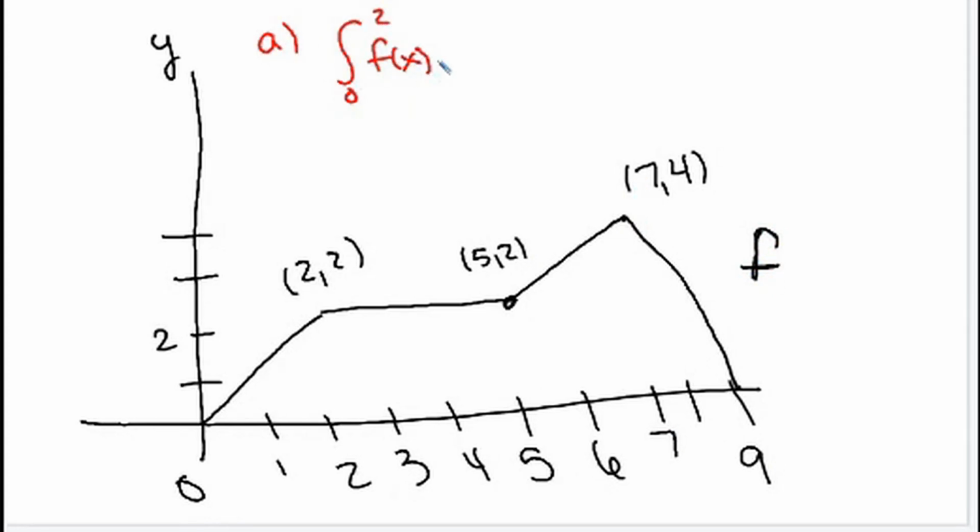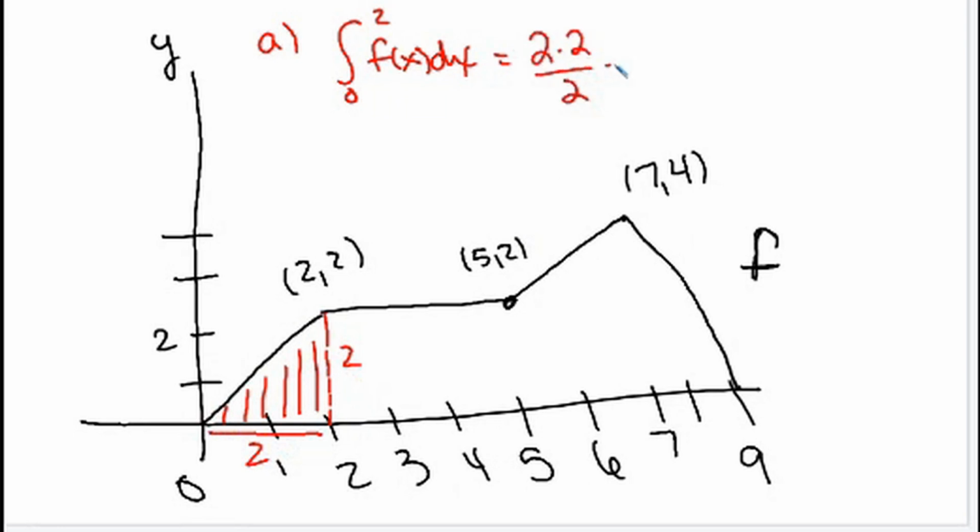Integration is just area. So if I'm asked to find the integral from 0 to 2 on my graph, mark it off and look at what it is. In this case, it's a triangle. Remember, the area of the triangle is base times height divided by 2. So the base is 2, the height is 2, and 2 times 2 divided by 2, or 1/2 the base times height, is 2. So this area here is 2 units.